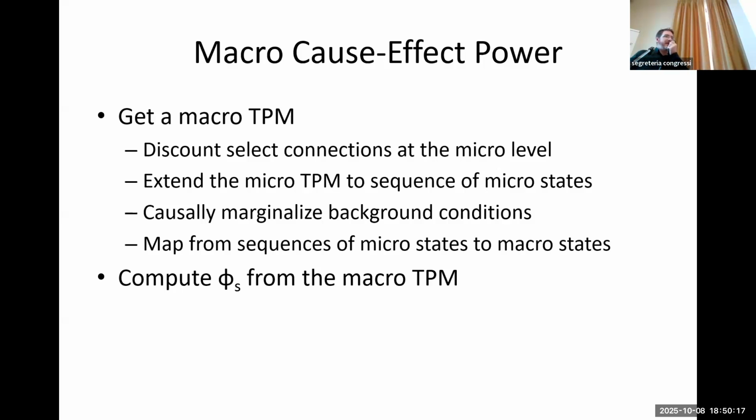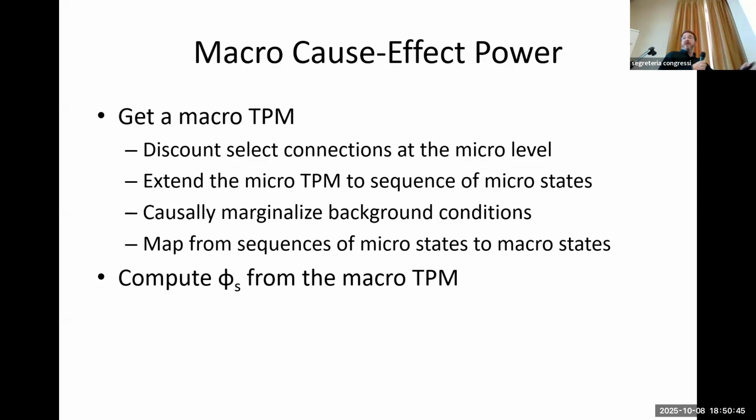This is going to connect to something somebody asked before, but I've lost the thread of what the question was, though I remember it was important for this. So we start with a micro TPM, right? We start our process at the micro level. I'm going to say this, and then expand on it on the next slide. There are certain connections at the micro level that I'm going to claim won't be intrinsic to the macro level, and they need to be discounted. That's the first step.